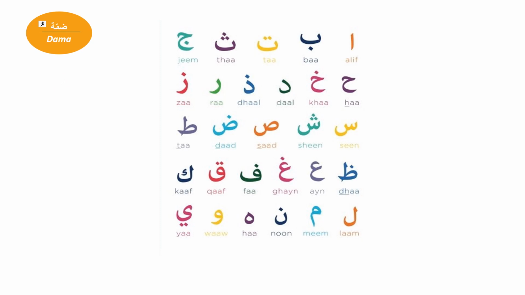The second short vowel is Damme, and when you see it, you have to add a U sound. It's like a small wow, you add the U sound, and we always write it above the letters.